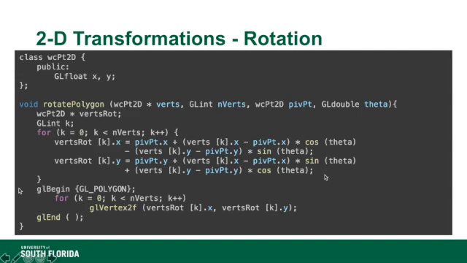Again, this is a function using OpenGL that rotates a polygon. We receive a set of vertices, a number of vertices, a pivot point, and a desired angle to be rotated. We go over each of the vertices and rotate them. And with the new set of vertices, we're going to regenerate the polygon.